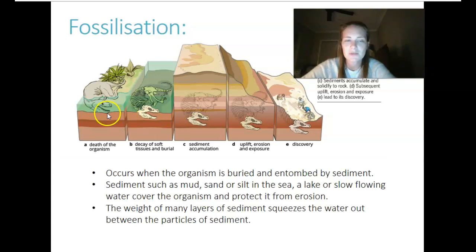So organism dies, buried quickly, decay of soft tissues, and then sediment layers build quickly on top, which creates a lot of pressure on the remains underneath.